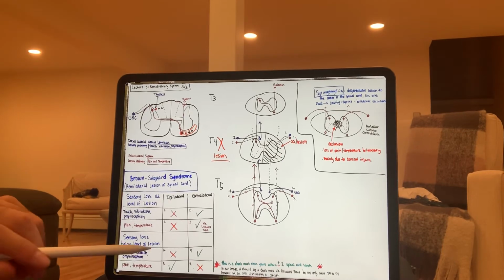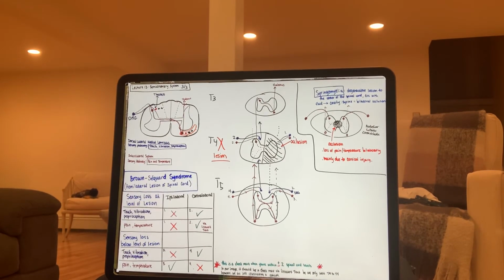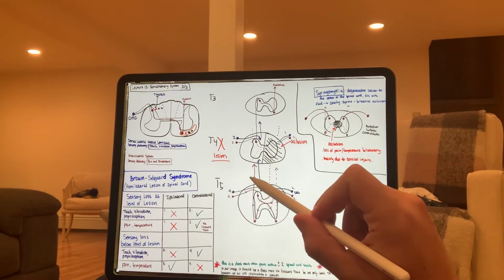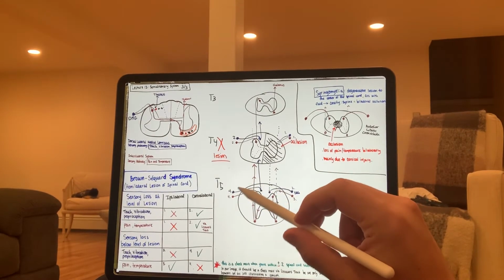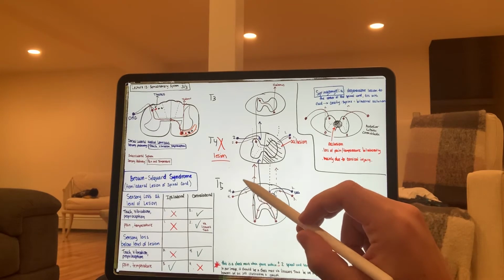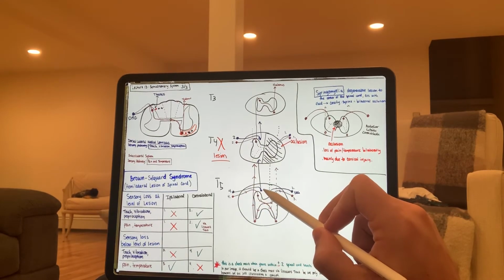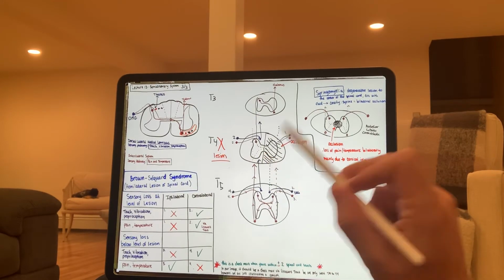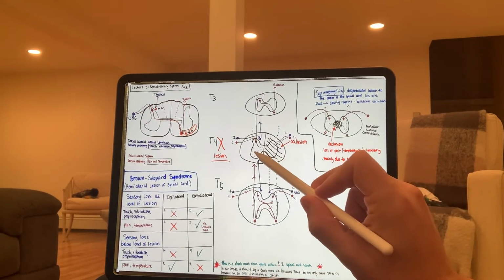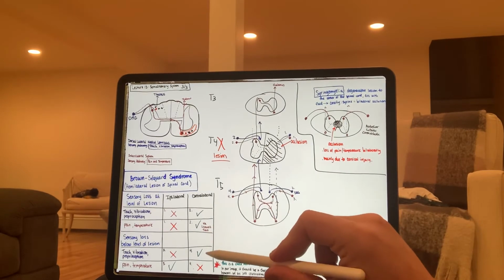And the last is the contralateral. So if we look at the contralateral, we're looking at the one in blue, which is for touch, vibration, and proprioception, the dorsal column medial lemniscus. What we know is that it goes and synapses at the dorsal column, and then it rises to the thalamus. Because there's no occlusion on this side, we know that it's okay. We'll give it a check.